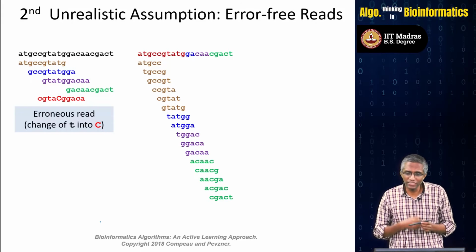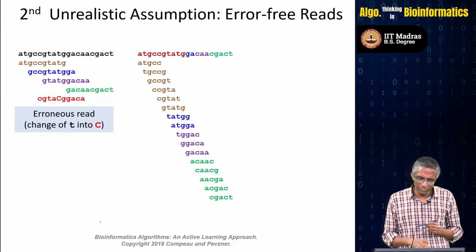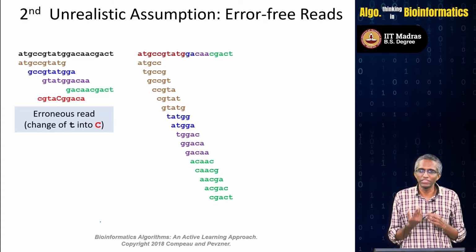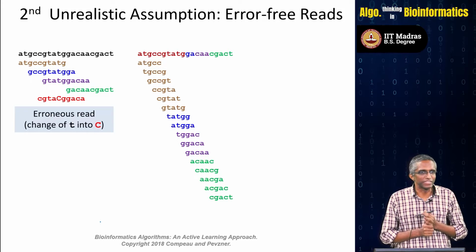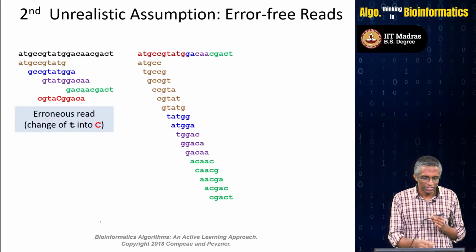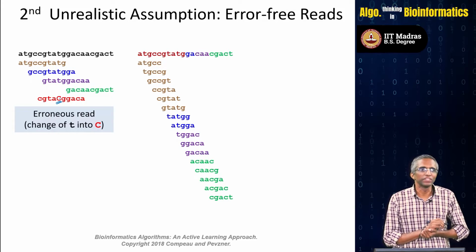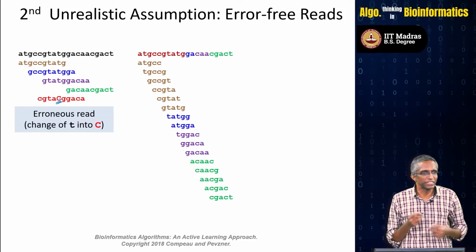So the second unrealistic assumption was error-free reads, right? And this one is interesting because if you have errors, the de Bruijn graph starts getting some kind of weird features it develops. Okay, so I'll just show you what it is. Let's say that this T is converted erroneously into a C. There is some sequencing error, and then the T becomes a C.